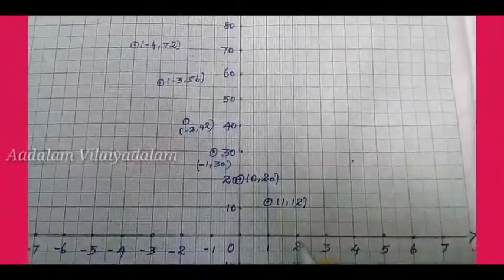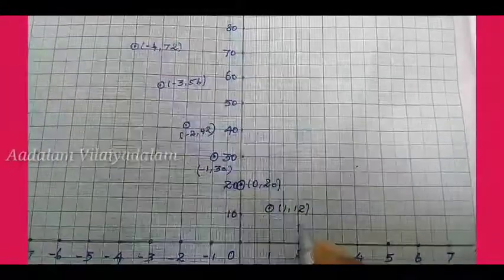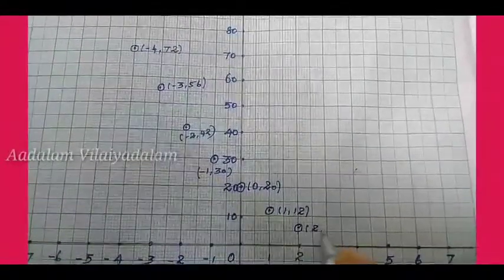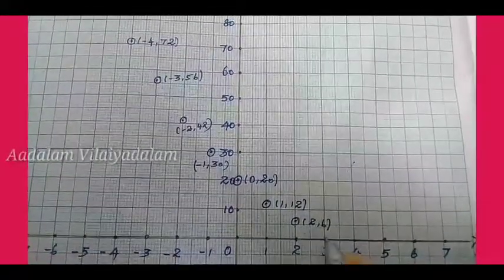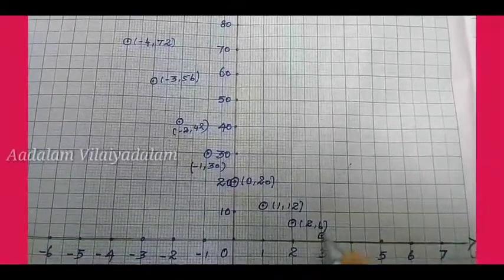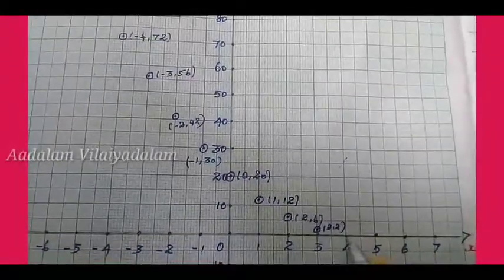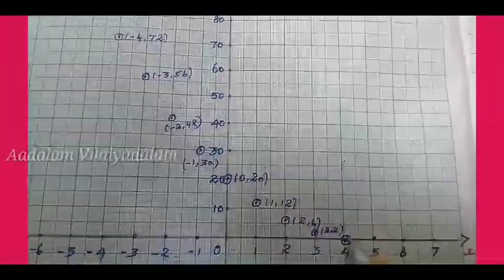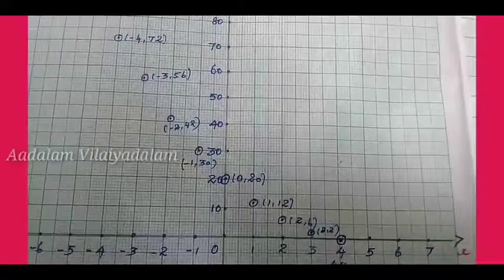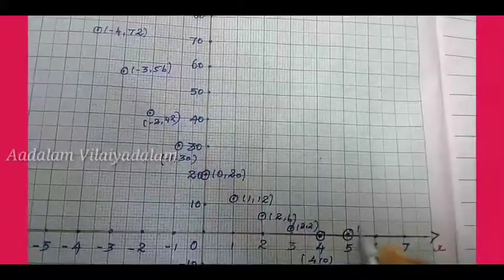So 2 comma 6. So 2 here only, this is 5, 6. 2 comma 6, 3 comma 2. So 3 comma 2 here only. 4 comma 0 lies on the x axis. This is 4 comma 0. Next 5 comma 0. This is 5 comma 0.